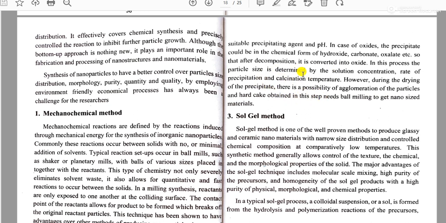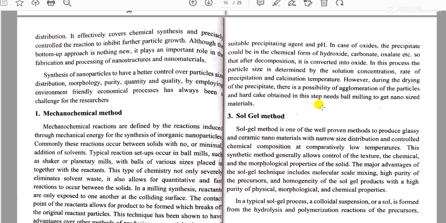After calcination and drying, there is a possibility that these nanoparticles form agglomerates. We know that nanoparticles have high surface energy because the number of atoms on the surface is greater than that in the bulk inside the material. So, to lower its surface energy and attain stability, the nanoparticle will agglomerate with adjacent particles and form larger sized particles. So the nano dimension is lost.